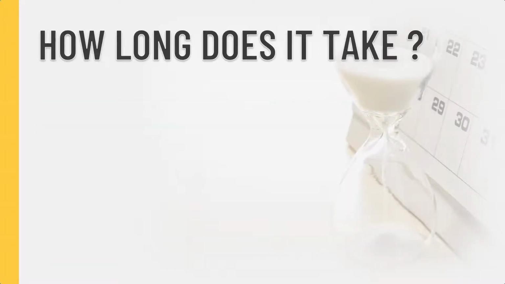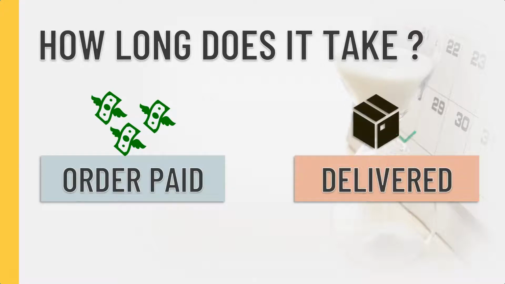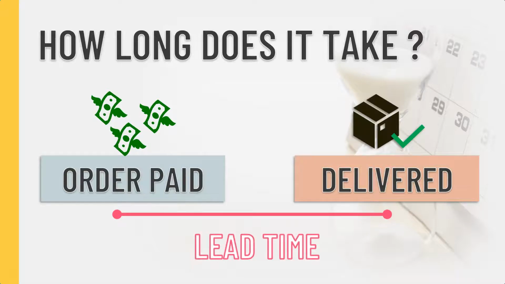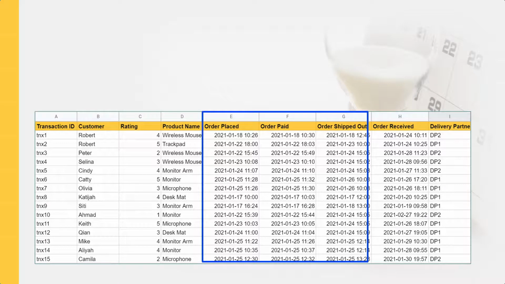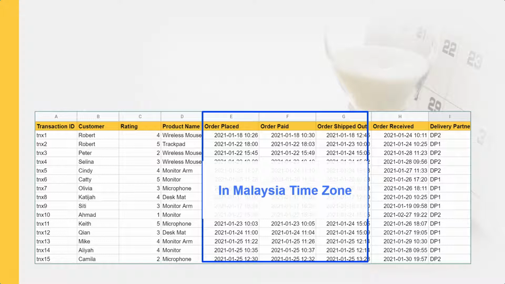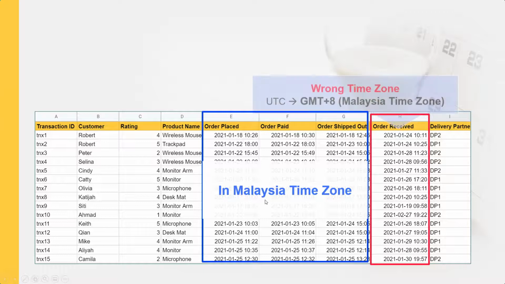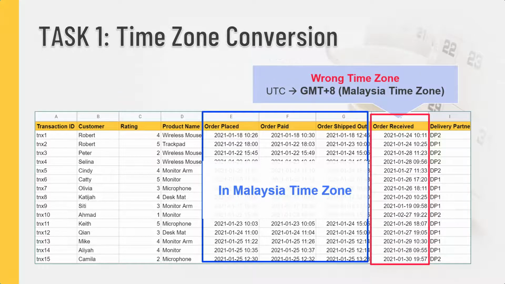So what we want to know is how long it takes from the order being paid to the order being fulfilled, which means delivered at the customer's doorstep, which is known as lead time in the logistics industry. Unfortunately, there is some inconsistency in the data where all the timestamps are in Malaysia time zone except for order received, which is in UTC due to some technical issue. So our first task today is to convert the order received timestamps to Malaysia time zone by adding 8 hours to it. Let's go over to Data Studio and import the data set.